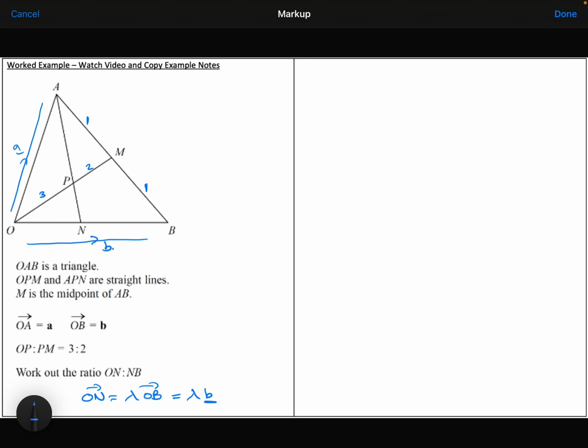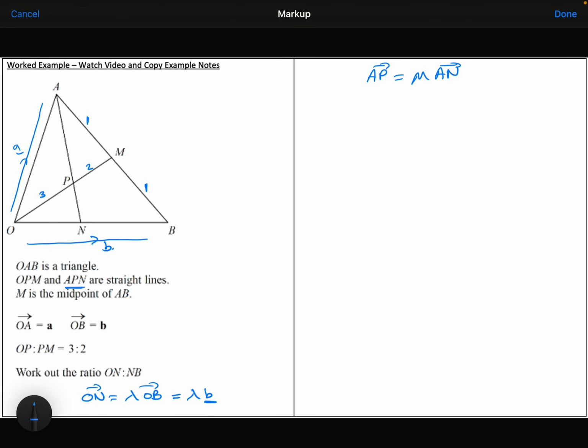Right, whilst continuing on a similar theme, because APN is a straight line as well, I could say that AP is some fraction of AN. We'll come back to that in a moment.